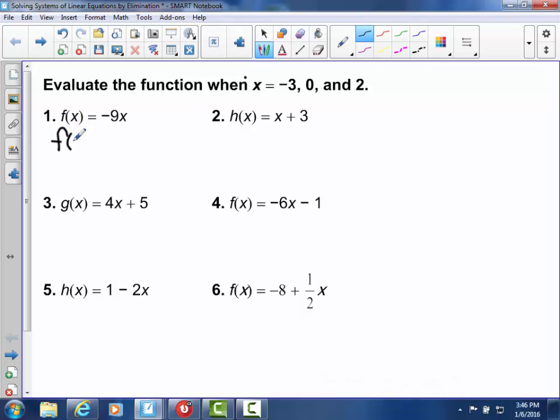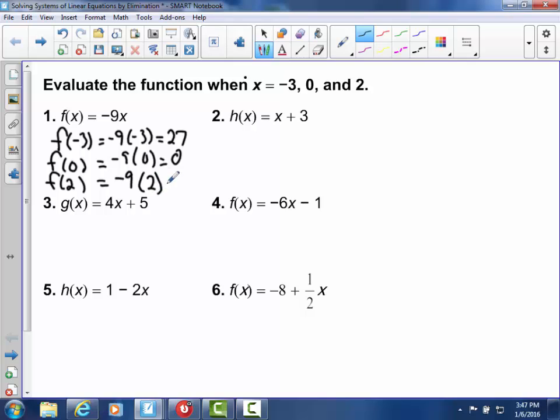f of -3 would be equal to -9 times -3, which is positive 27. We would have f of 0 is equal to -9 times 0, which is 0. And then finally f of 2, which is -9 times 2, or -18. So that leaves the remaining problems for you to do on your own.